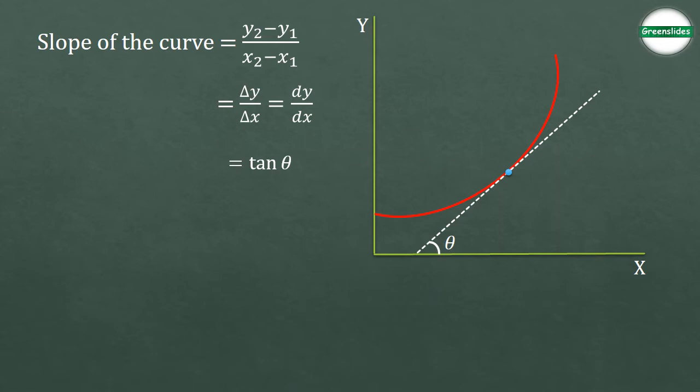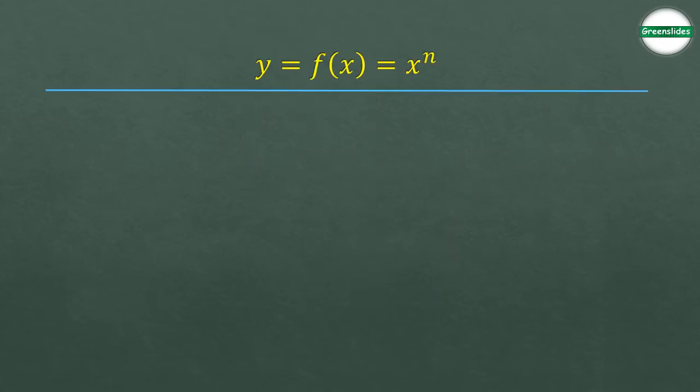Or in other words, the rate of change of y with respect to x at the given point is dy by dx, right? Now that we have learned the basics, we can start with the first term of our list or table, which we started with, x to the power n. We have to find dy by dx of x to the power n.